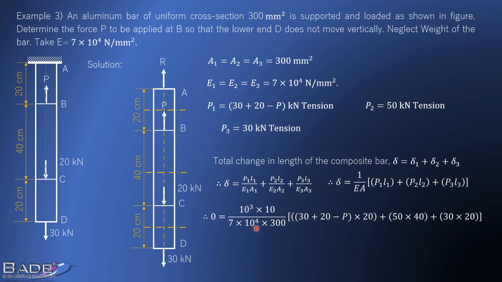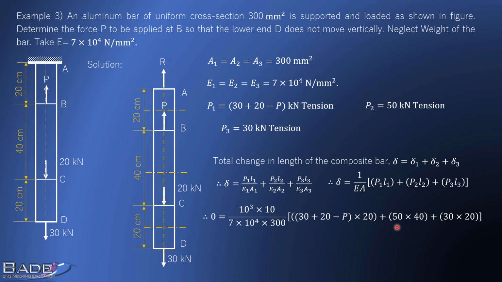Young's modulus 7 into 10 raised to 4 Newton per millimeter squared. 300 millimeters squared, that is cross-sectional area. 30 plus 20 minus P, this entire bracket is P1. But it should be in Newton, that is why 10 raised to 3 here.